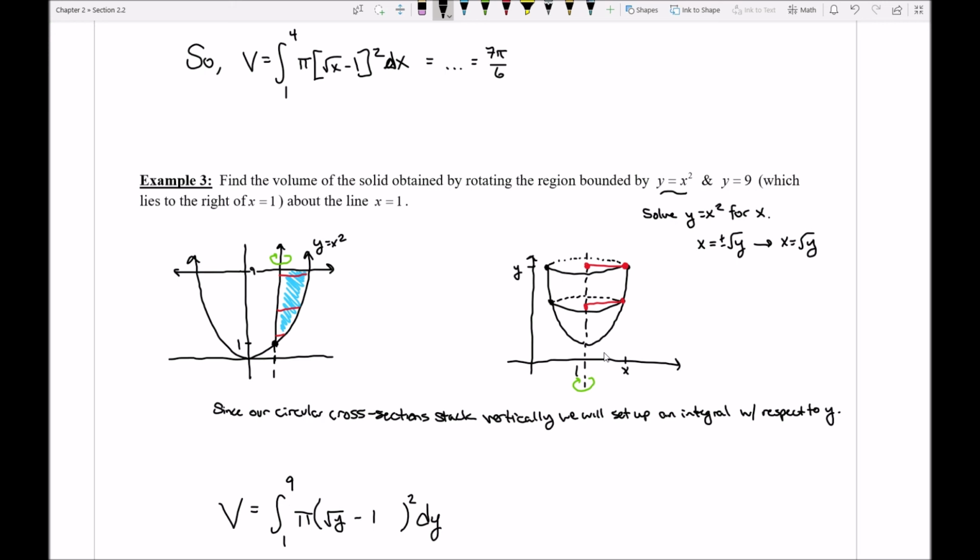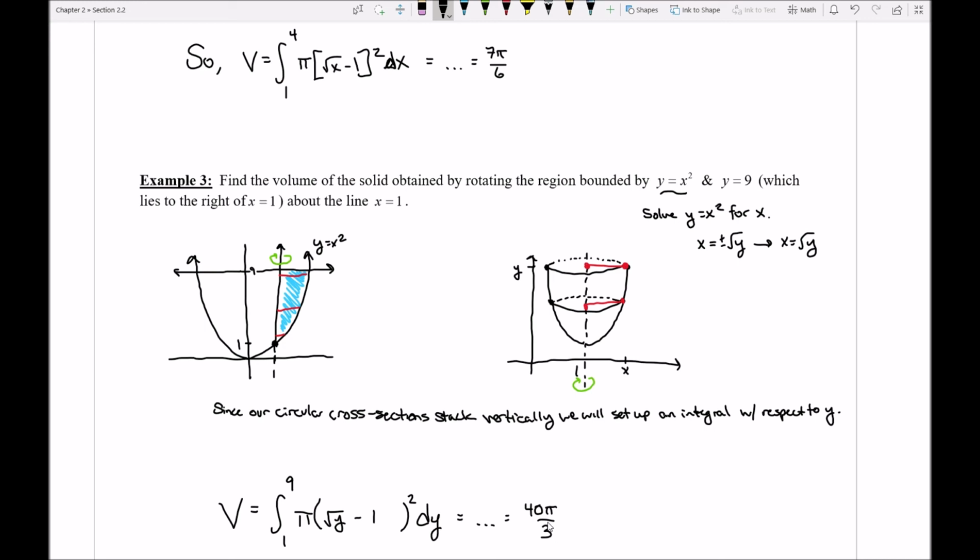This hopefully shouldn't feel any different than what we've done in the previous examples, and notice that I knew how to tell that this was a dy question by just thinking about the way that my disks here actually stacked up on top of each other. Now, I'm again not going to go ahead and evaluate this, but I'll leave that for you to double check on your own. I ended up with a final answer of 40 pi over 3.